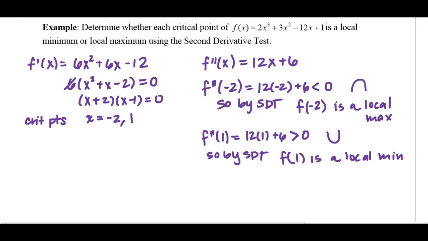So depending on how easy or difficult it is to find the second derivative, oftentimes applying the second derivative test is a little bit shorter than finding all the intervals of monotonicity and determining whether there's a change from increasing to decreasing or decreasing to increasing. This one is just a matter of substituting in values, the critical point values, into the second derivative and understanding what happens when those values come out to be positive or negative.